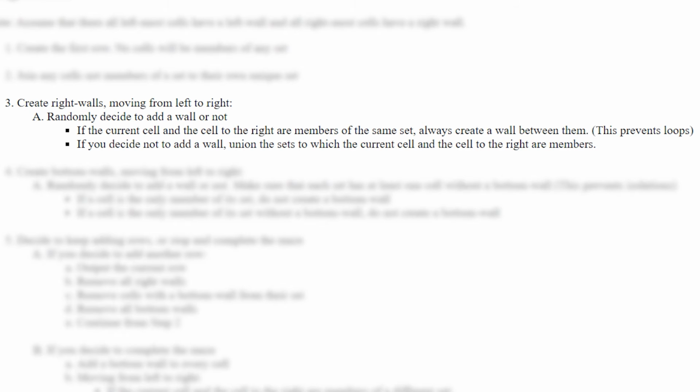Step 3 is where the steps become a bit more involved and where we start to place the vertical walls of the maze. Create bottom walls moving from left to right. Randomly decide to add a wall or not. If the current cell and the cell to the right are members of the same set, always create a wall between them. If you decide not to add a wall, union the sets to which the current cell and the cell to the right are members.